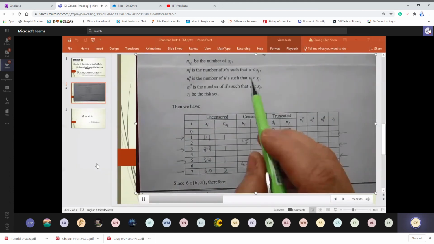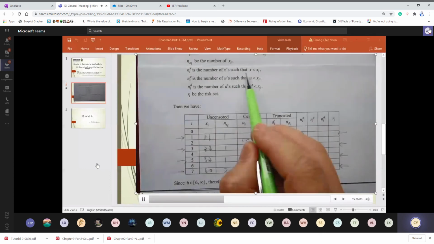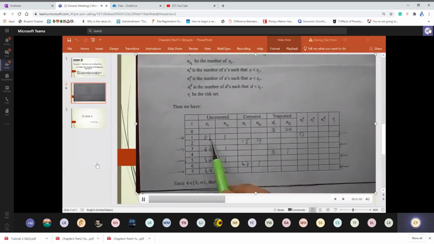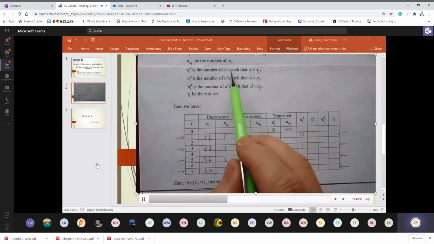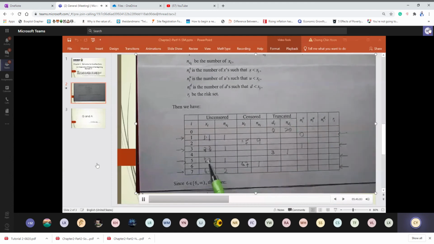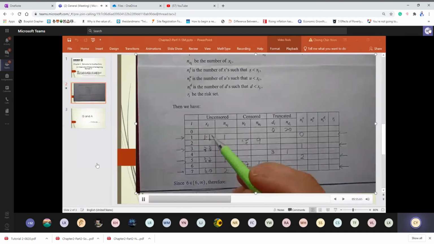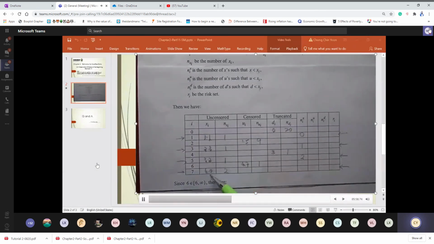Next, I'm going to choose my X value as 2.3. How many X values are less than 2.3? I only have one value, 1.1, which is less than 2.3. So here is 1. Next, I'm going to choose 3.2. How many X values are less than 3.2? I have 2 values less than 3.2. And the last one, I'm going to choose X as 6.0. How many X values are less than 6.0? I have 3 values less than 6.0. So here is 3.